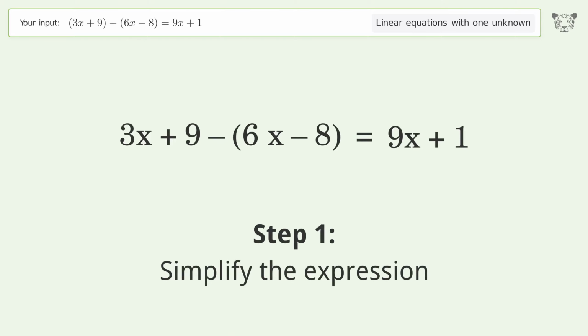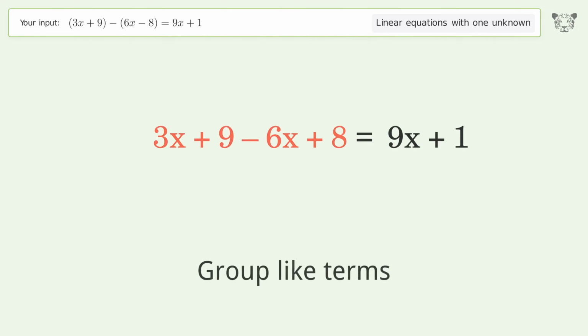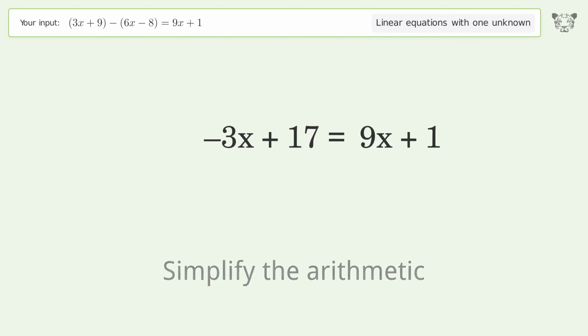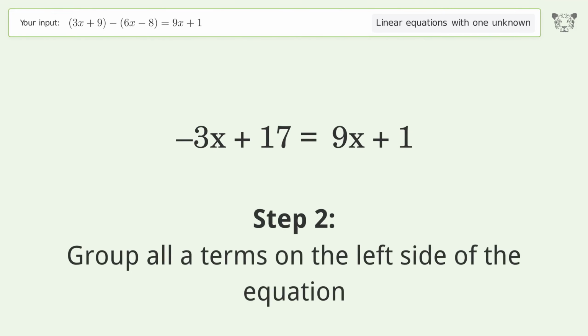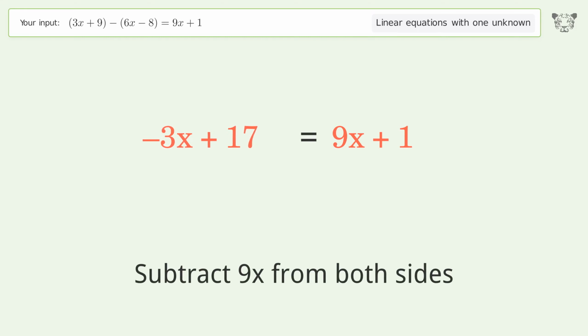Simplify the expression. Expand the parentheses. Group like terms. Simplify the arithmetic. Group all x terms on the left side of the equation. Subtract 9x from both sides.